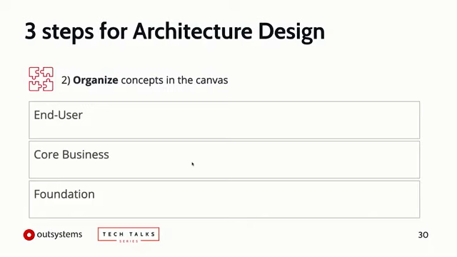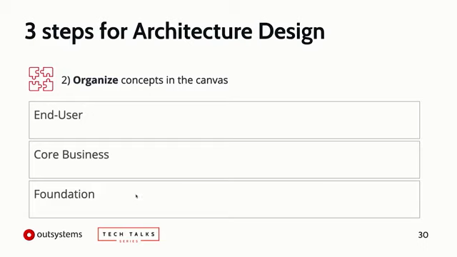The second step is to organize the concepts that you just discovered in the canvas. Actually, you don't need to first discover everything and then organize those concepts in the canvas. You can execute both steps iteratively. But the idea is that the canvas will help you organize the concepts by nature.